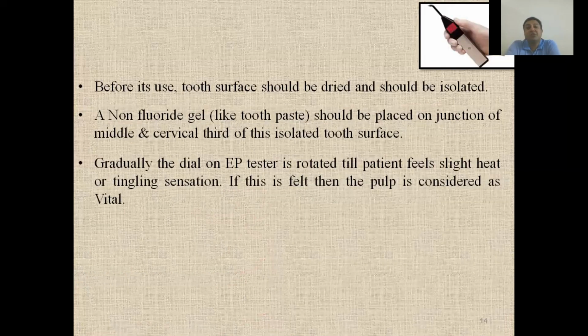Before its usage on the tooth surface, the tooth should be kept dry and properly isolated. A non-fluoride gel, especially toothpaste without any fluoride in it, should be placed on the junction of the middle and cervical third of that isolated tooth surface. Gradually, the dial is moved on the electric tester until the patient feels a light heat or a tingling sensation. If this is felt, then the pulp is considered vital.